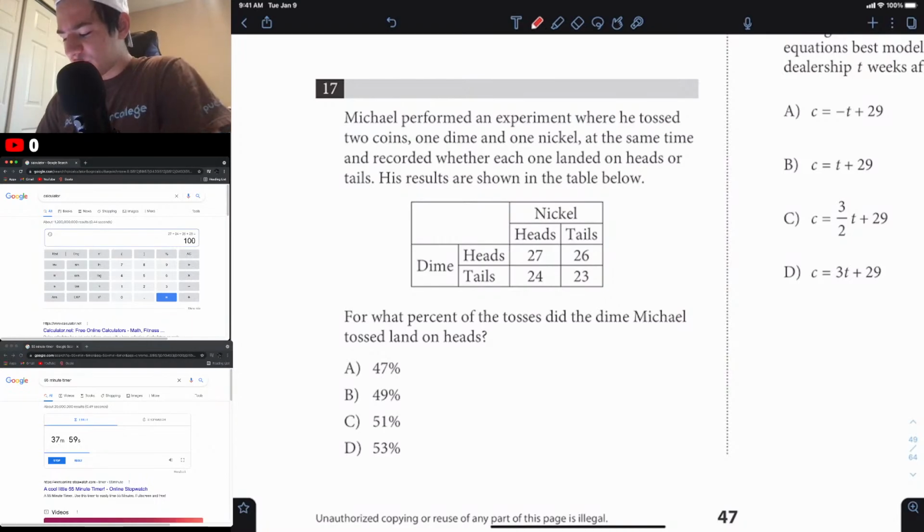Hold on. So Michael performed an experiment where he tossed 2 coins. Okay, a dime and a nickel, I agree. At the same time, and recorded whether each one landed on heads or tails. His results are shown in the table below. For what percent of the tosses did the dime Michael tossed land on heads? Well, for what percent of the tosses? I think they're just talking about the dime then.